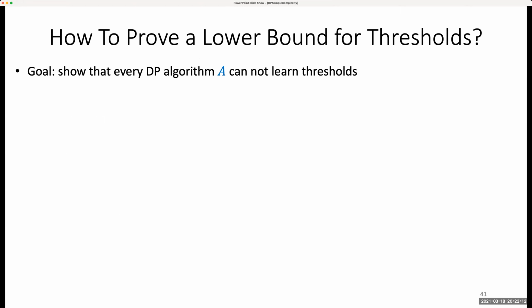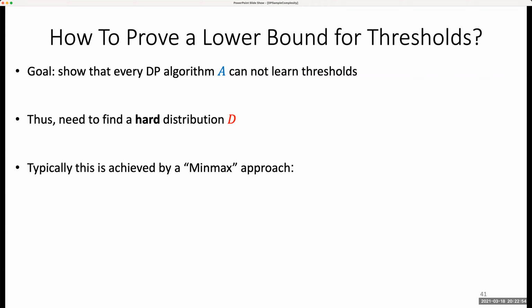And now we come to the second idea. We just want to prove now that thresholds cannot be differentially private PAC learnable. How do we do that? Here there is a very interesting challenge. Our goal is to show that every DP algorithm A cannot learn thresholds. If you take a differentially private algorithm, it will fail to learn thresholds on some distribution. So we need to find some hard distribution D for this algorithm A. We're given a differentially private algorithm and we need to find a distribution which witnesses that it fails to learn thresholds.